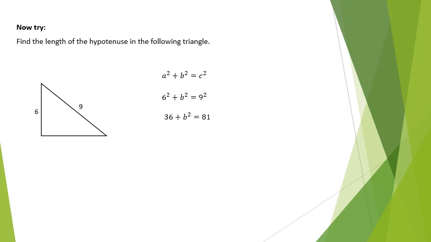Then we're going to isolate the variable. So to make that 36 turn into a 0, we're going to subtract 36 from both sides. And we're left with b squared equals 65. Finally, we're going to eliminate the square by taking the square root of both sides. And we're left with a final answer of 8.06, which is the length of that missing leg.